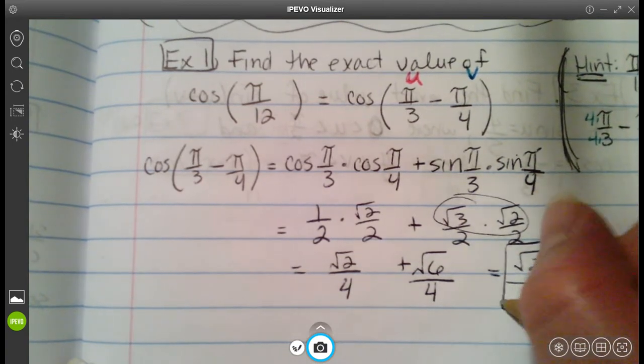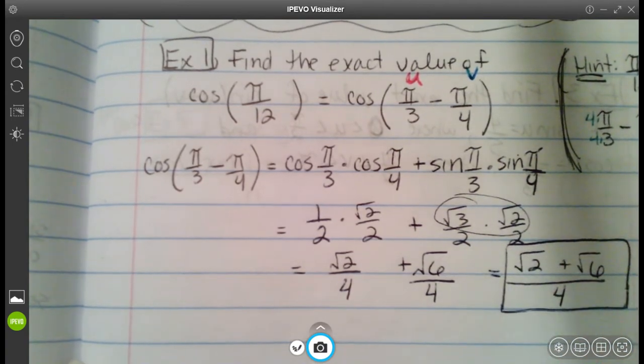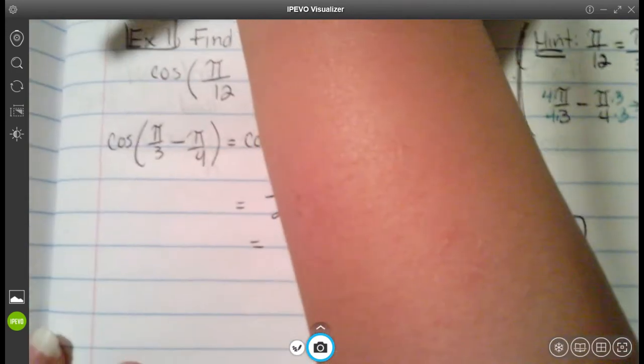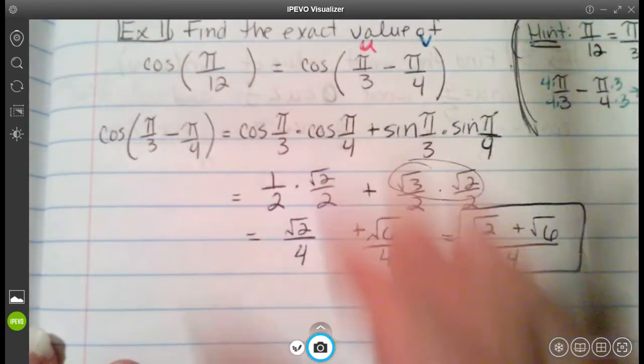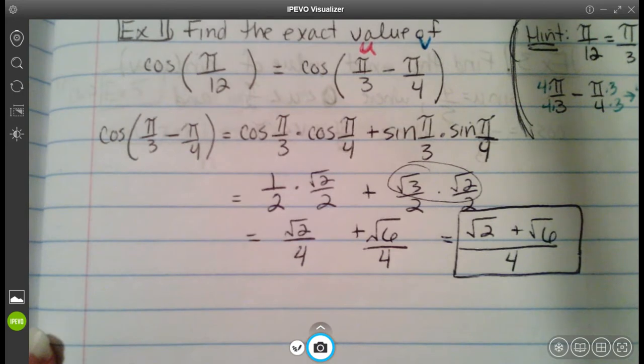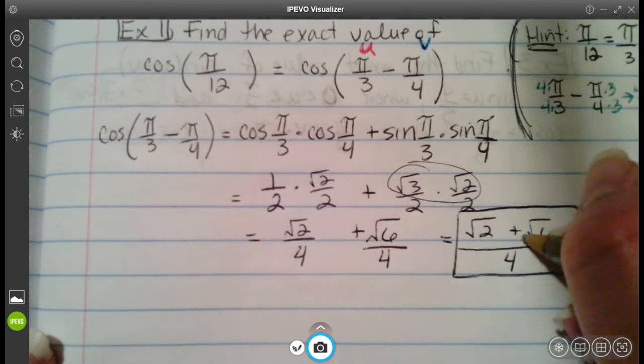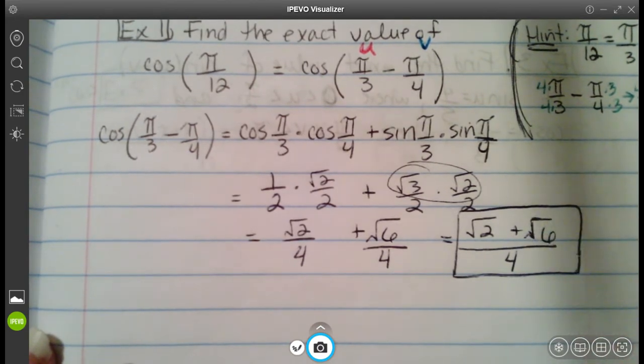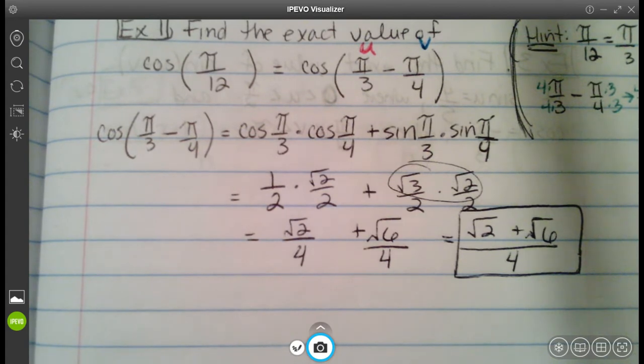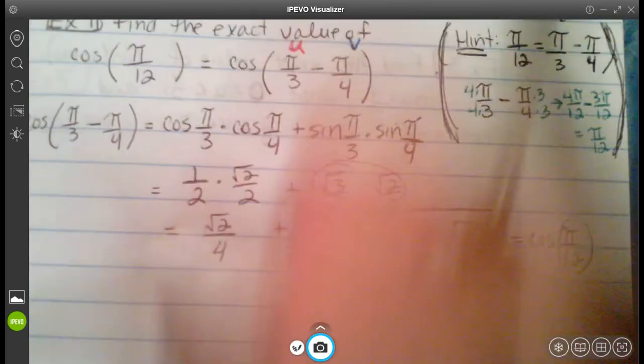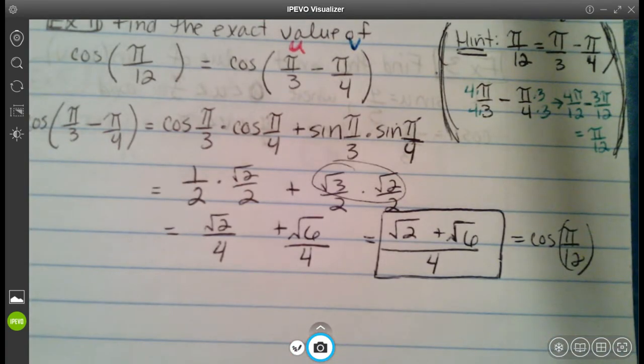And this is an exact value because if I did decimals, which I do not recommend, if you plug it in, that's not what I'm looking for. If I just did decimals, it would be off by decimals because it's an approximation. We want the exact value. So this would be the exact value of cosine of pi over 12. So this is equal to cosine of pi 12s. And that is it for that first example.